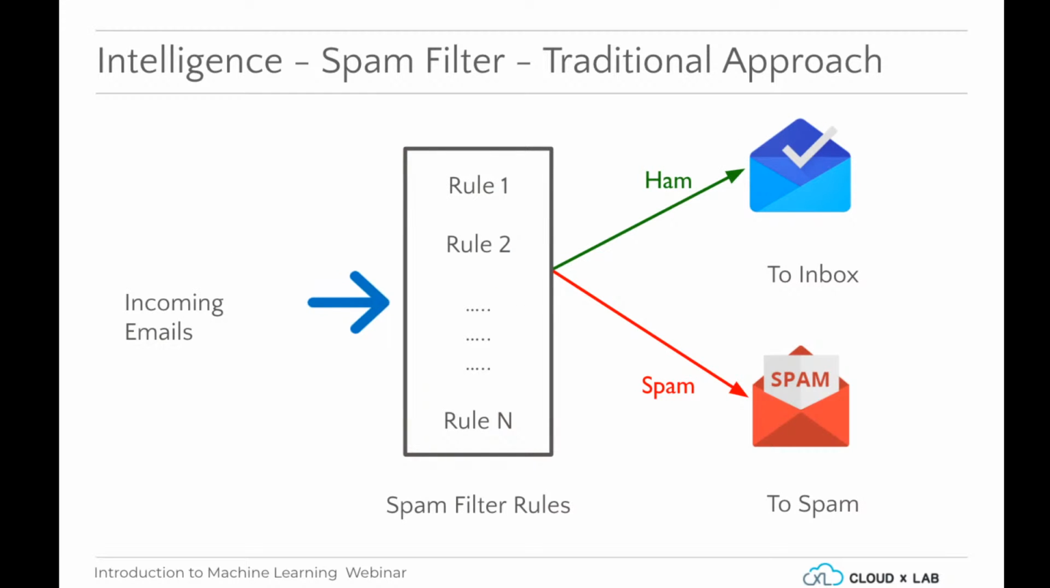So this is the method of writing rules. You would have incoming emails and a bunch of rules, and based on those rules, each email would go towards two sections called spam or ham. Depending upon however you want to do that.